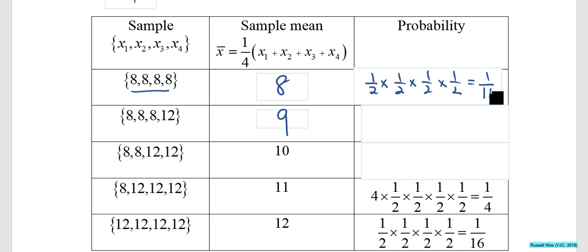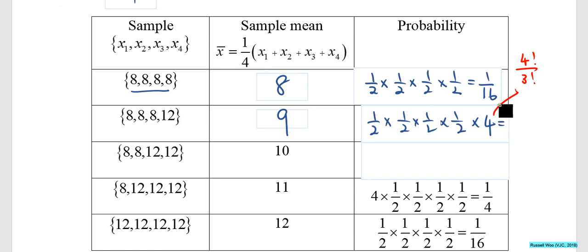What is the probability that I will get three 8s and one 12, where I will get a sample mean of 9? It is actually half times half times half, this is to get three 8s, and the last one is to get the 12. But that's not all. You must actually multiply by 4 factorial over 3 factorial. You know why? Because it could be 8, 8, 8, 12, or 8, 8, 12, 8, or 8, 12, 8, 8, or 12, 8, 8, 8. So how do you arrange 4? It could be in any order. So actually it should be times 4, which is 4 factorial over 3 factorial. Then you get a 1/4.